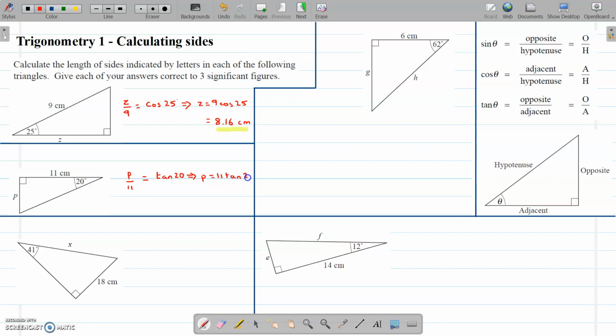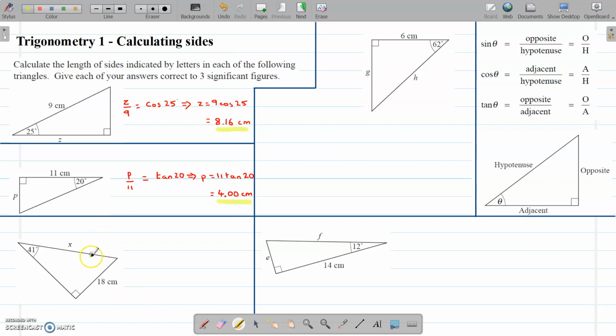If I put that into the calculator, 11 tan 20, that comes to 4.00 to 3 significant figures. It's actually 4.003, but we put 4.00 because we're asked to give it to 3 significant figures, also in centimeters there.